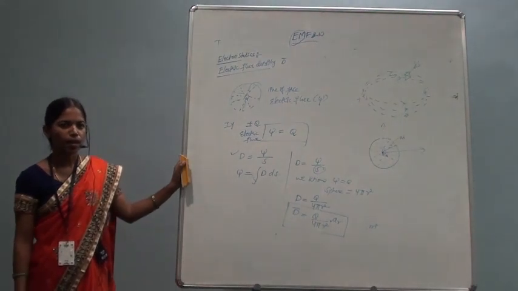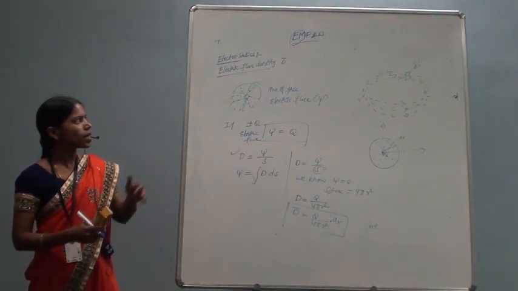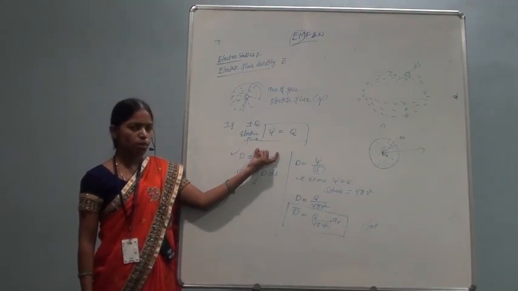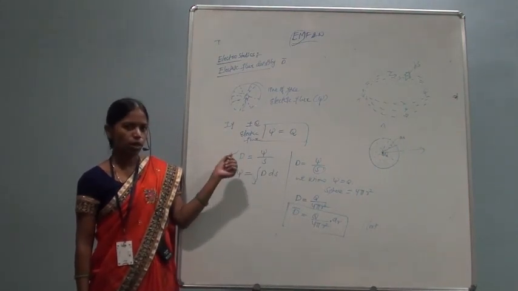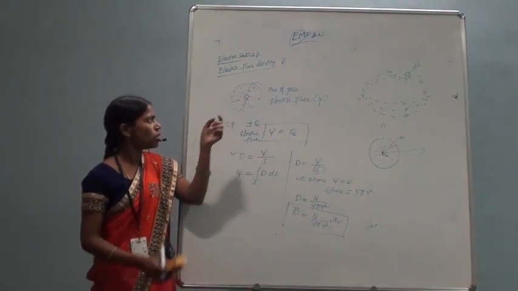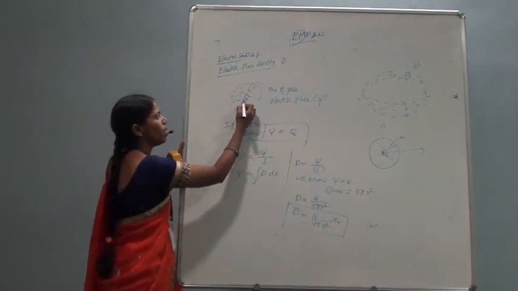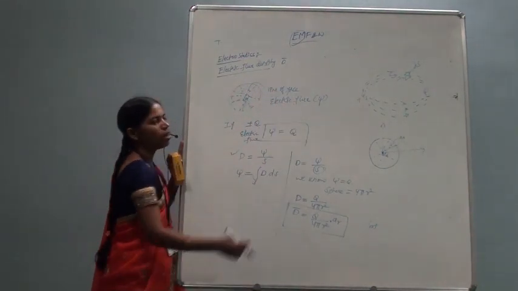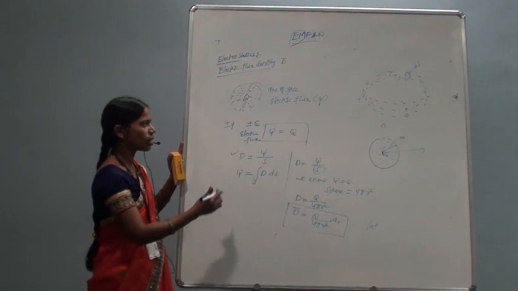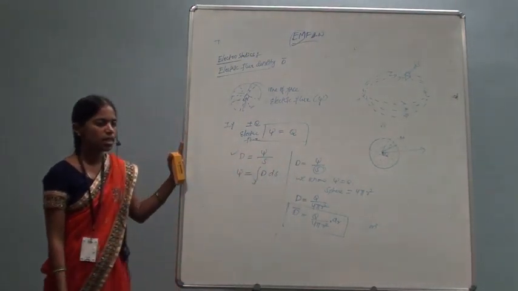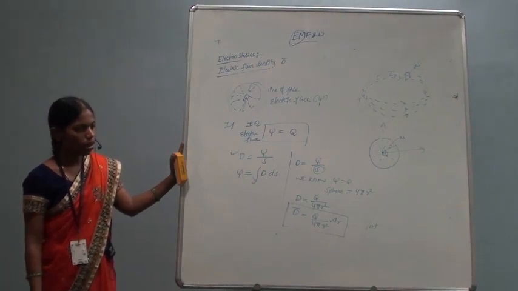So, electric flux density is nothing but the total net flux passing through a unit surface area. What does flux mean? Imagine the charge is surrounded by lines of force. And these lines of force are nothing but the electric flux. And electric flux psi is equal to Q. And the flux density is Q by 4 pi r square.